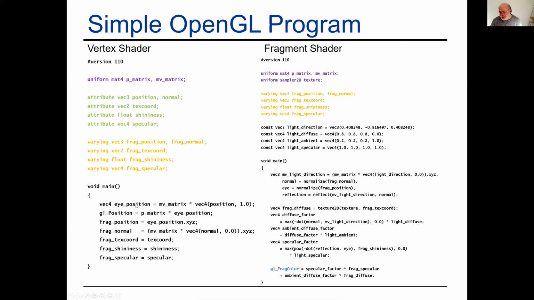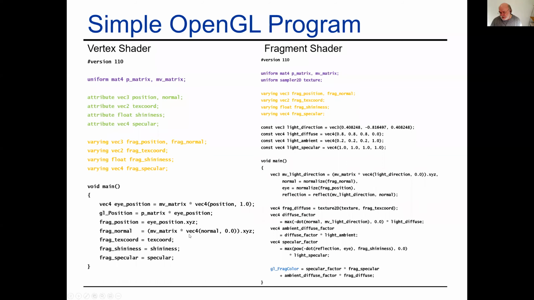So we have the eye position here. We take the eye position and multiply it by the projection matrix. So it's similar to this last example where we had a combined matrix for that already. The fragment position is now just the XYZ component of that.